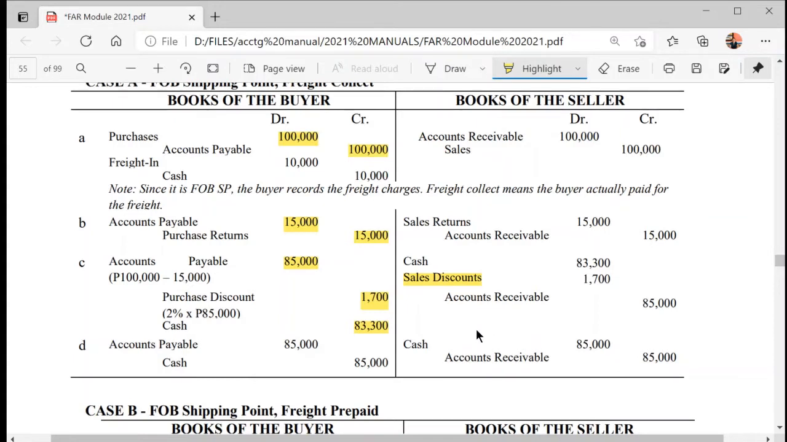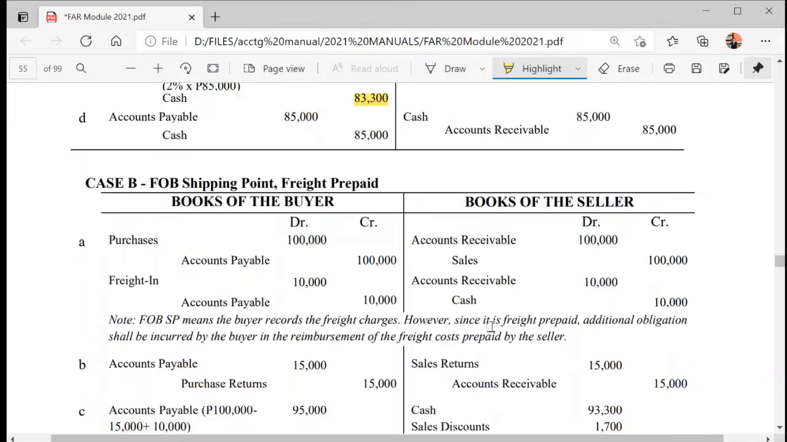Let's go to case B, shipping point but prepaid. So what does this mean? The owner of the goods while in transit is the buyer, but the seller already paid the freight. But this would be a little problem because, di ba, the one responsible for the freight here is the buyer, di ba? Siya dapat ang mobayad sa pliti. But the seller already paid for the freight. So how do we account and make adjustments?